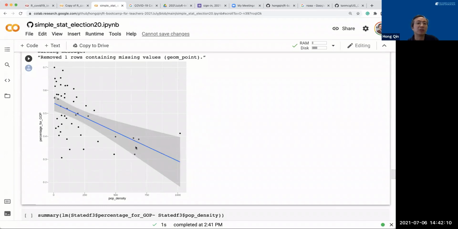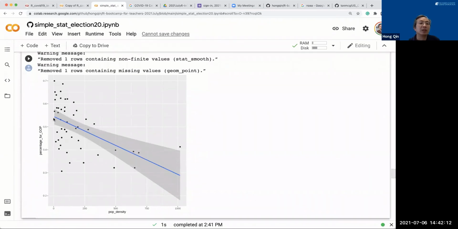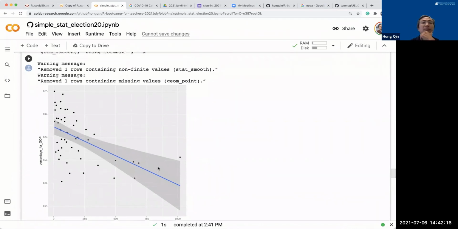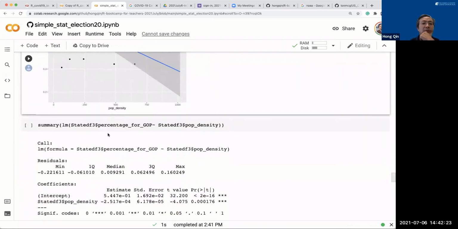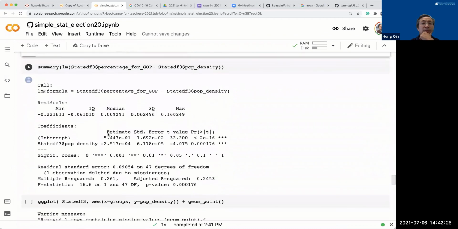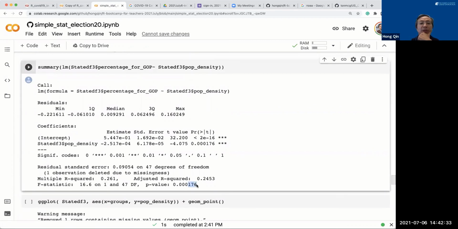That's the correlation there. And the p-value is, wow, this is extremely small, 1.7 out of 10,000. It's a very significant correlation there.